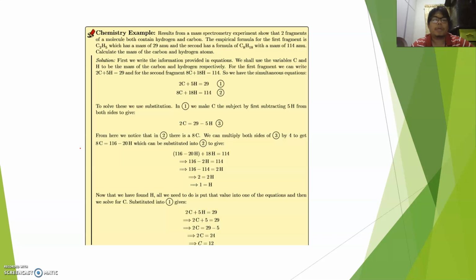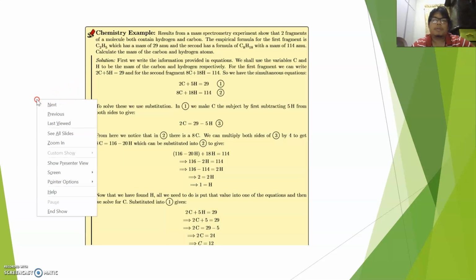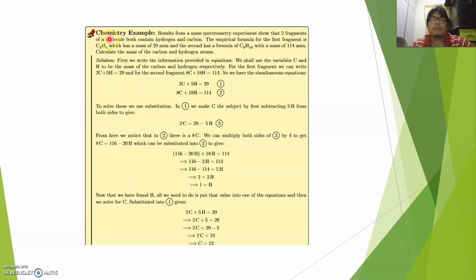Besides, let's move to a real chemistry problem. Results from a mass spectrometry experiment show that two fragments of a molecule both contain hydrogen and carbon. This is the important information here. The empirical formula for the first fragment is C2H5, which has a mass of 29 AMU, and the second has a formula of C8H18 with a mass of 114 AMU. AMU stands for atomic mass unit. So calculate the mass of the carbon and hydrogen atoms.